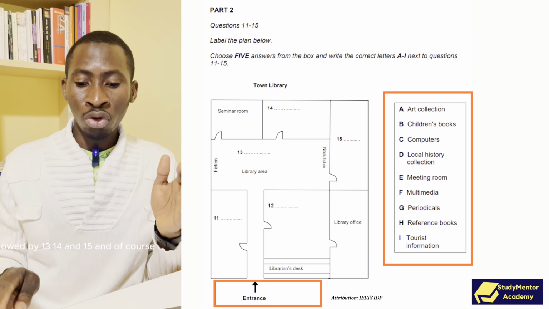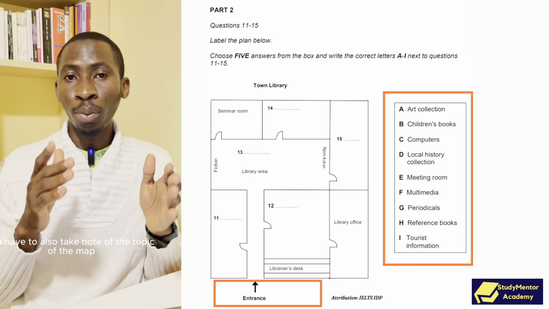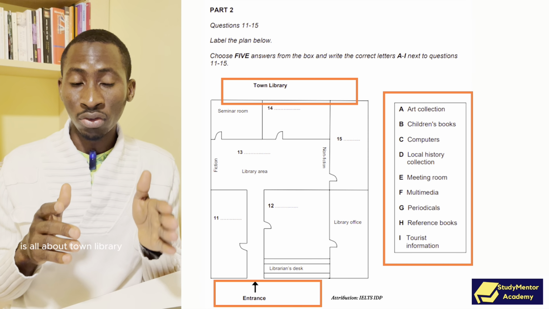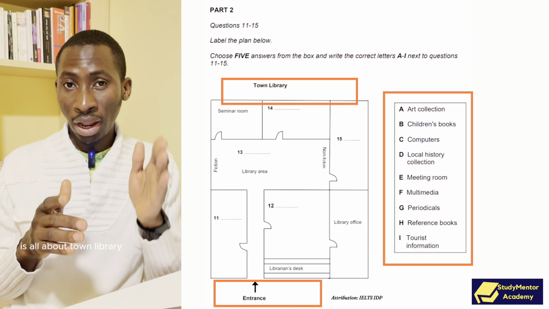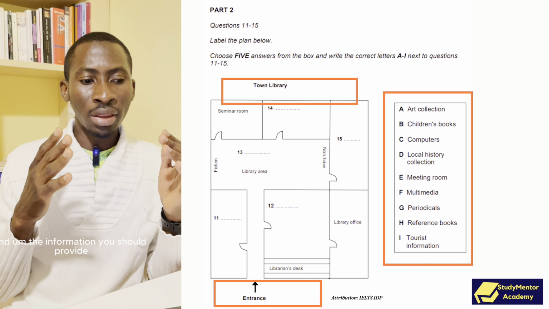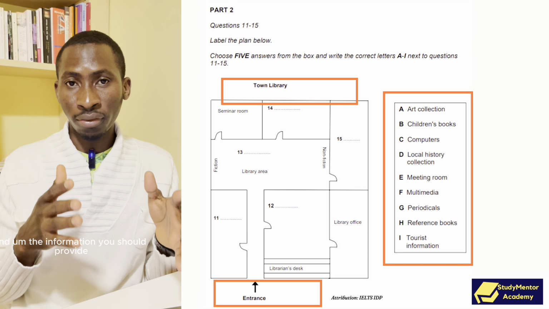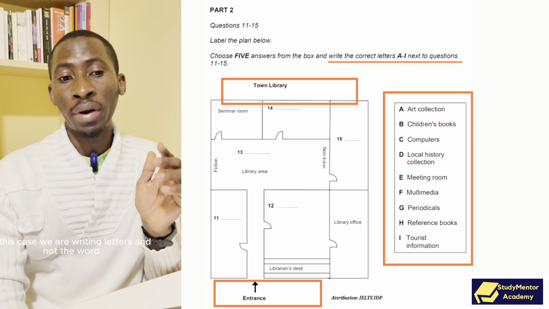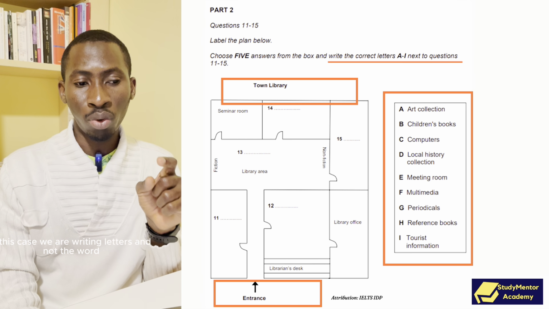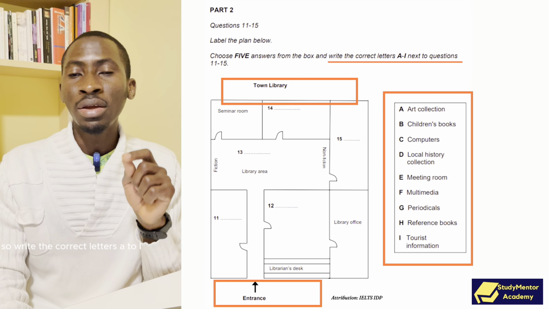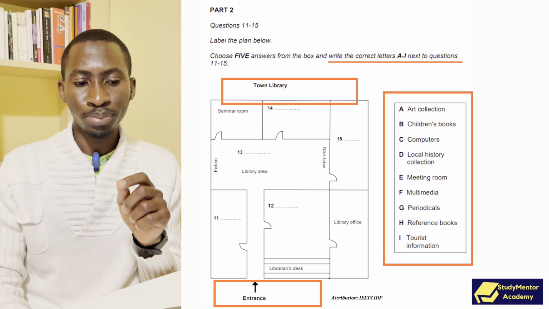And of course, you have to also take note of the topic of the map, which is all about town library. It gives you the information of what you want to listen to and the information you should provide. We have got to also take note of the instruction. In this case, we are writing letters and not the words. So write the correct letters, A to I, next to the questions.